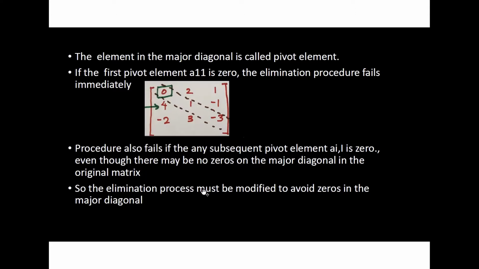So even though there may be no zero in the main diagonal in the original matrix, here it is not 0, you can see it is not 0. But while performing the elimination, it might give you 0. So we have to do something about that. What should we do so that it becomes non-zero, as well as the maximum coefficient? Why maximum divisor, we will see the significance of. So we have to modify the elimination process a little bit to avoid zeros in the main diagonal.